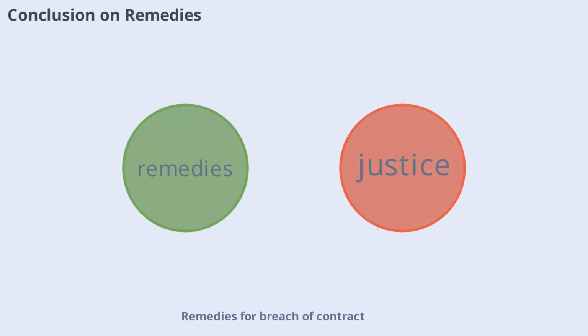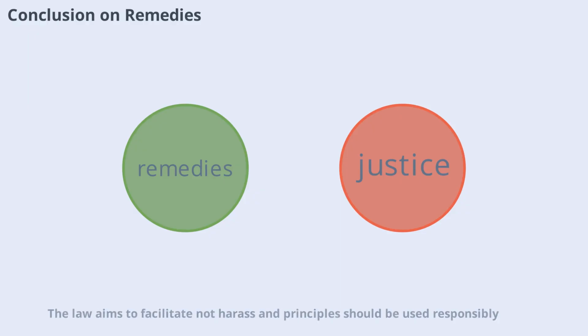Remedies for breach of contract are essential for safeguarding parties' interests. With the growth of technology and detailed contracts, parties negotiate remedies to mitigate losses. Courts distinguish between liquidated damages and penalties, awarding reasonable compensation and ensuring justice. The law aims to facilitate, not harass, and principles should be used responsibly.